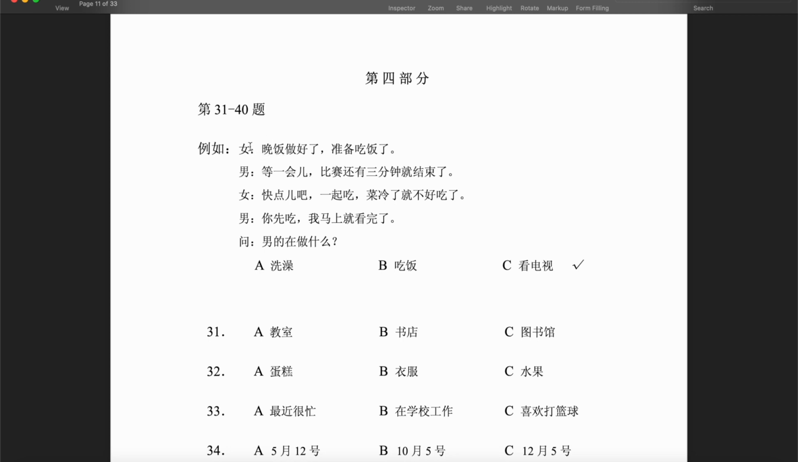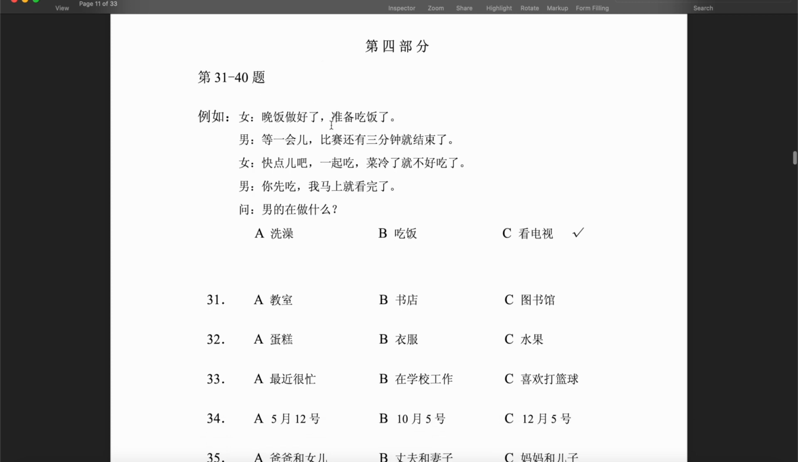Now here it's the same, there are dialogues between a male voice and a female voice, but the number of dialogues is increasing. So again you have to listen carefully to those conversations and then choose your answer based on that. As I told in my previous videos also, each question or each statement will be repeated twice, so you can listen carefully and then choose your answer.